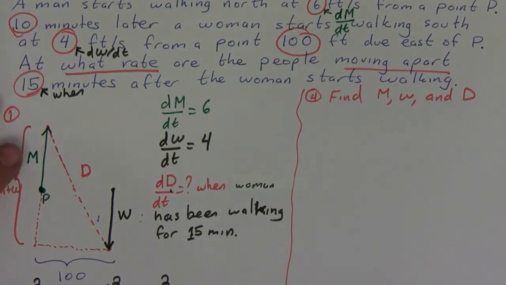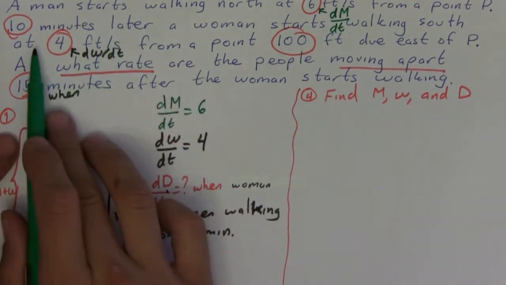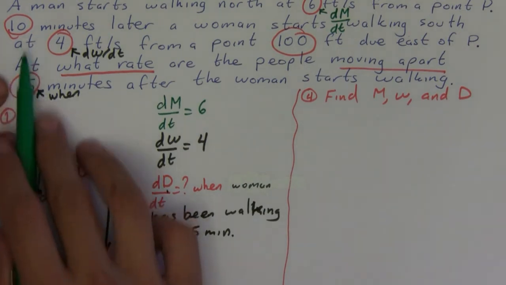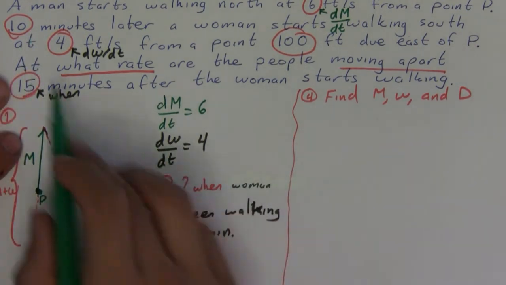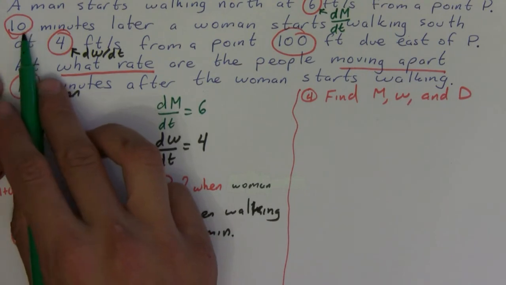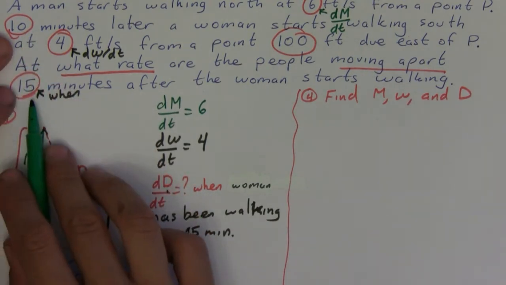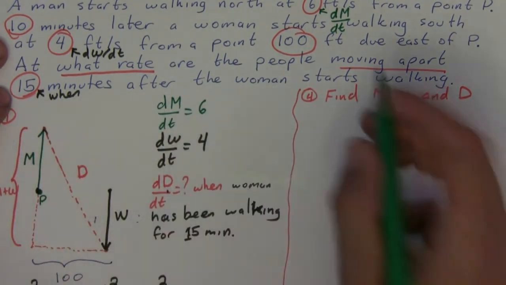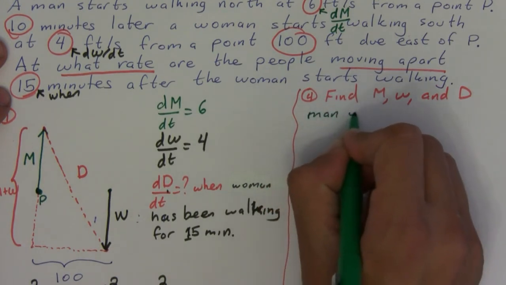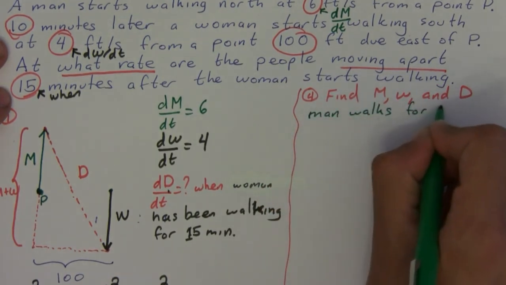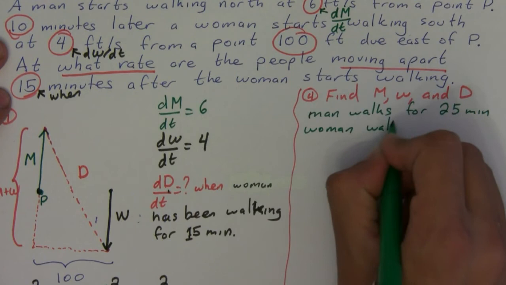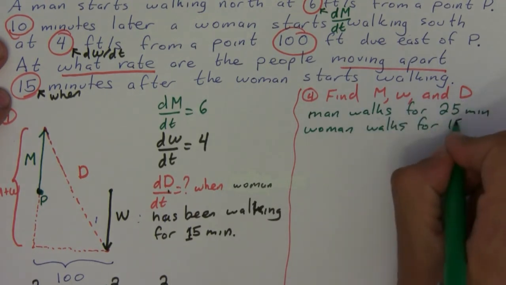Okay, so now to find m, w, and d, I need to use this information here. Here you have to be a little bit careful because the man and the woman started walking at different times. So notice that the woman started walking 10 minutes after the man, and we want to know the rate the people are moving apart 15 minutes after the woman starts. So the man is going to walk for 25 minutes while the woman walks for 15 minutes.